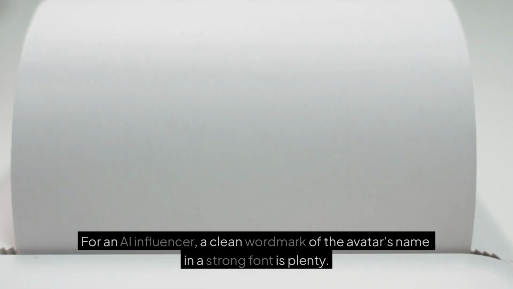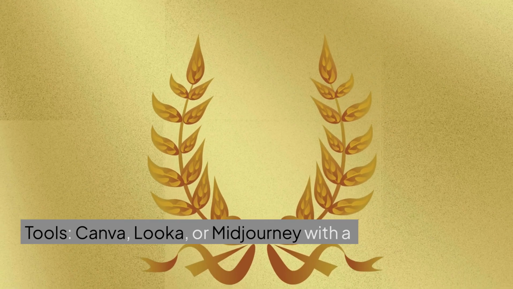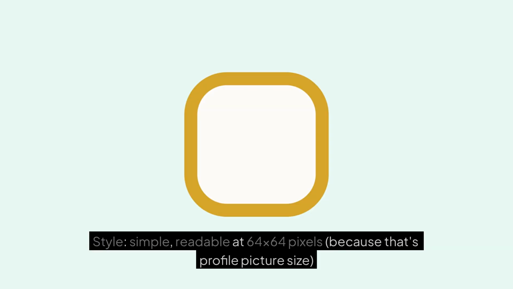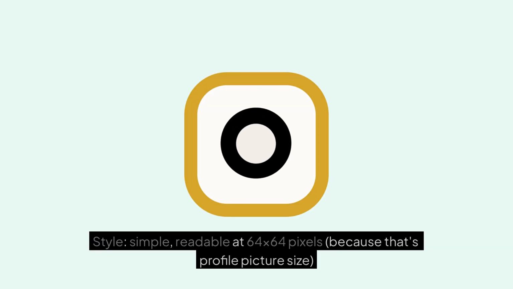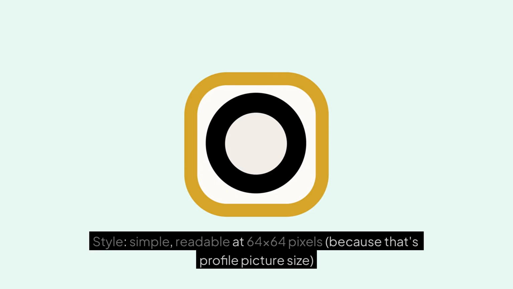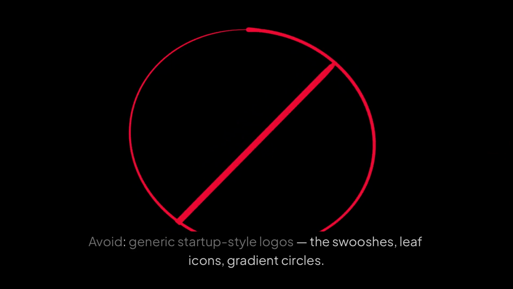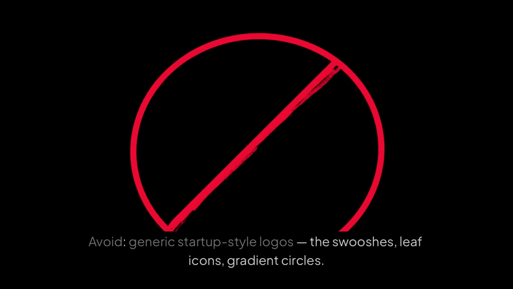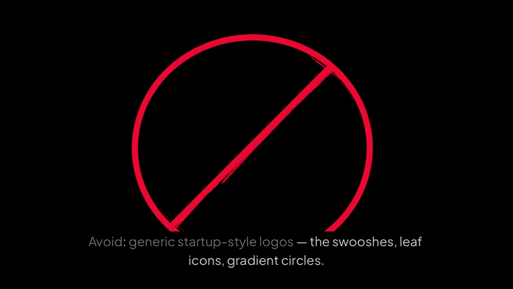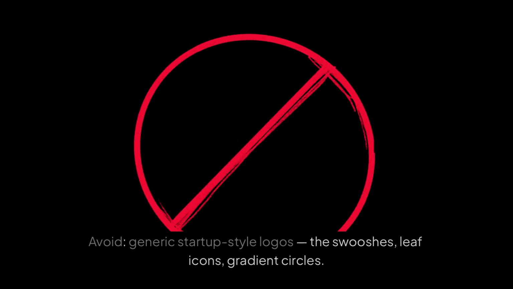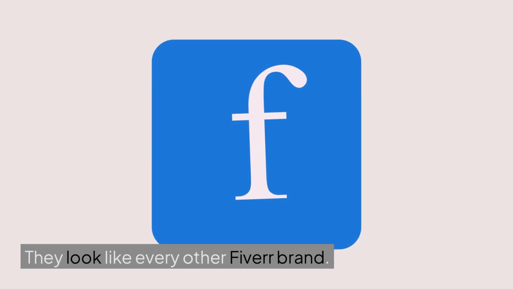Logo design, you don't need a designer. For an AI influencer, a clean wordmark of the avatar's name in a strong font is plenty. Tools, Canva, Looka, or Midjourney with a logo prompt. Style, simple, readable at 64 by 64 pixels, because that's profile picture size. Avoid generic startup-style logos, the swooshes, leaf icons, gradient circles. They look like every other Fiverr brand.